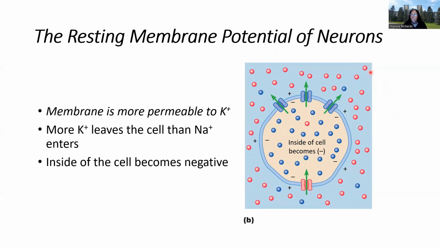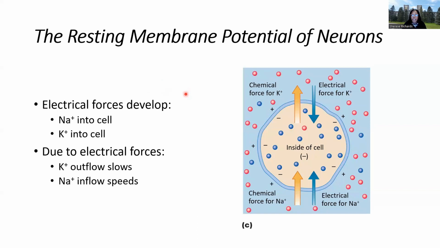So what I really want to stress here is that even though both ions are positively charged and both ions have an opposite concentration gradient, sodium wanting to move in, potassium wanting to move out, because of the difference in permeability, we're going to begin to see that more positive charge leaves the cell net than what can come in. And so this is how we get that negative environment on the inside of the cell. All right. So that's really important to take into consideration.